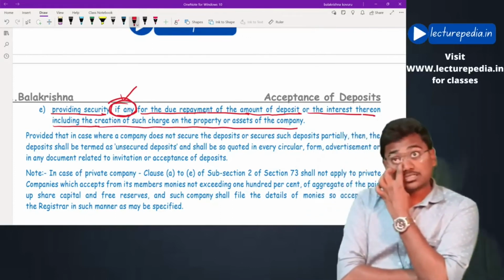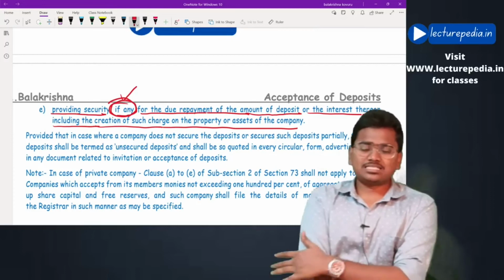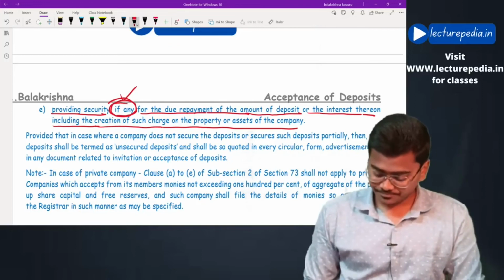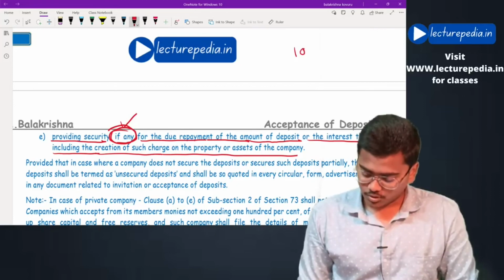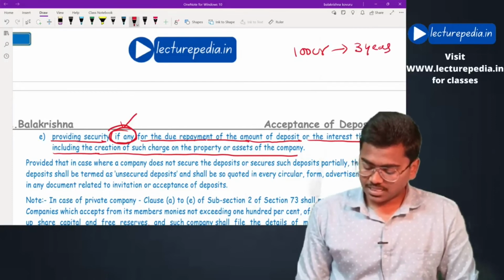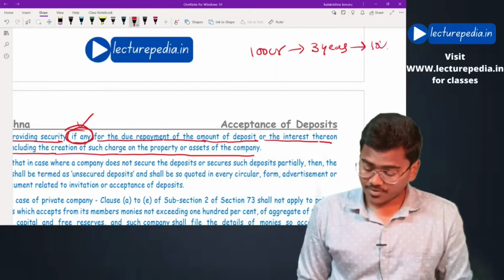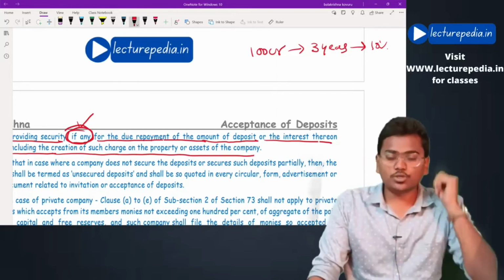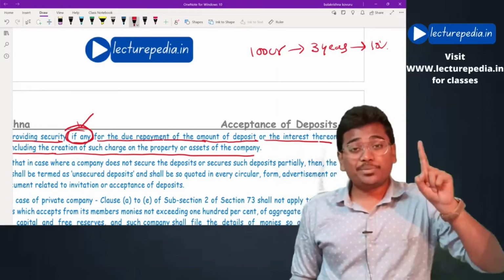Now you are saying that in case the deposits are secured deposits, you provide the security. For how much amount does the security have to be provided? Let's say total deposits that the company raised are some 100 crores, tenure of deposits is 3 years, and rate of interest is 10%. Now, for how much amount does the security have to be provided? Basically security has to be provided for both principal and interest.